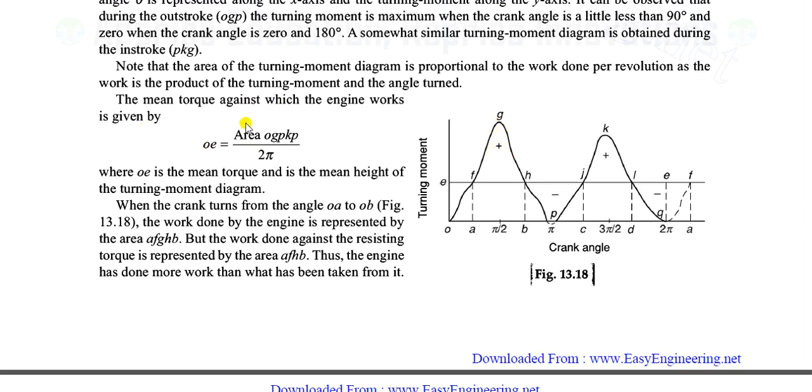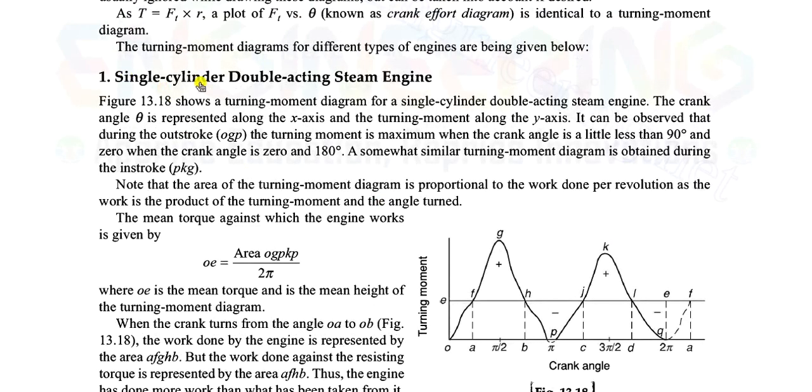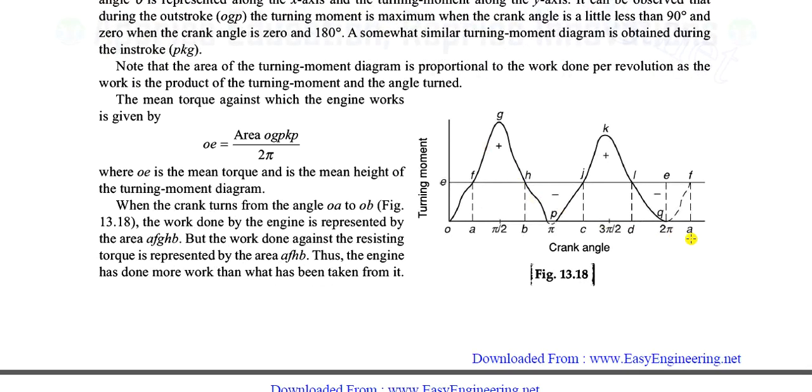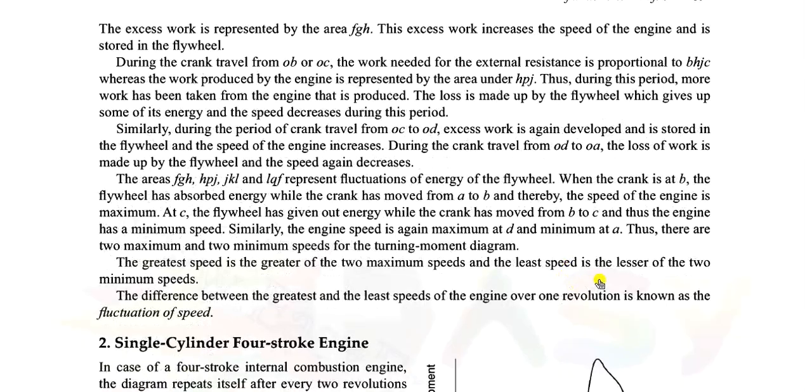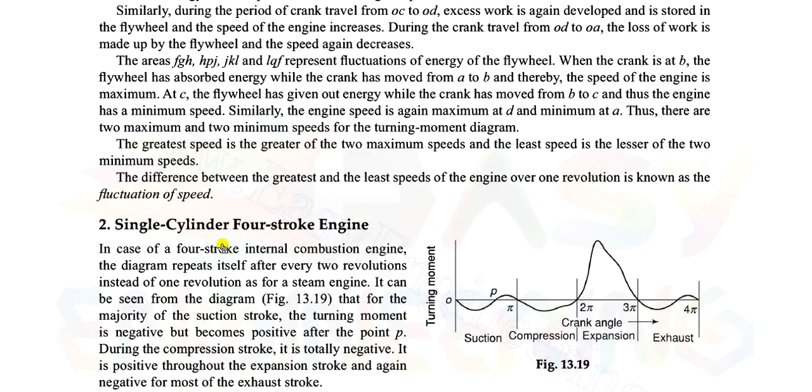So to get the mean torque line, we have to take the total area under the turning moment diagram, divided by the cycle, meaning how much angle the crank covers in one revolution. In this case, a single cylinder double acting steam engine, one revolution is completed in 2 pi, meaning 360 degrees. So he is dividing by 2 pi. For example, if it is 4 pi, then it will be divided by 4 pi. Why is it 4 pi? Because it is a 4-stroke engine.